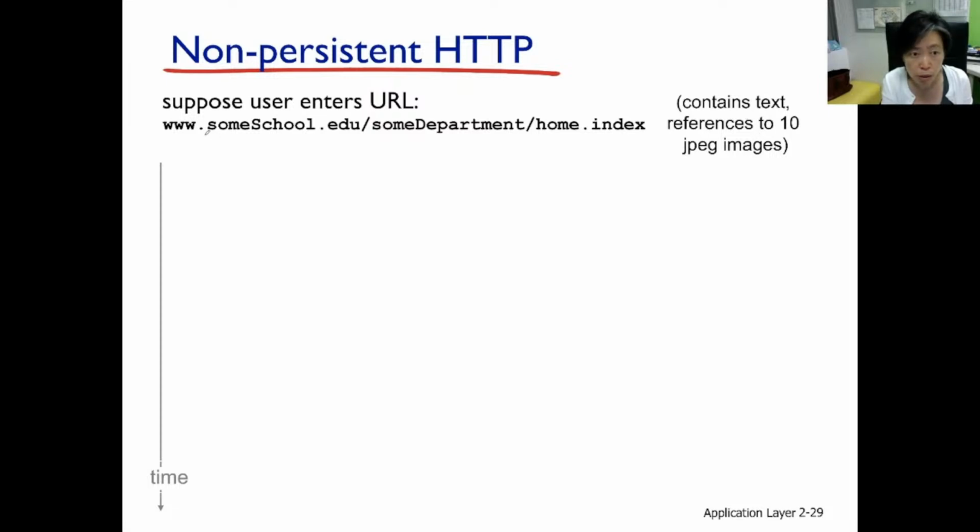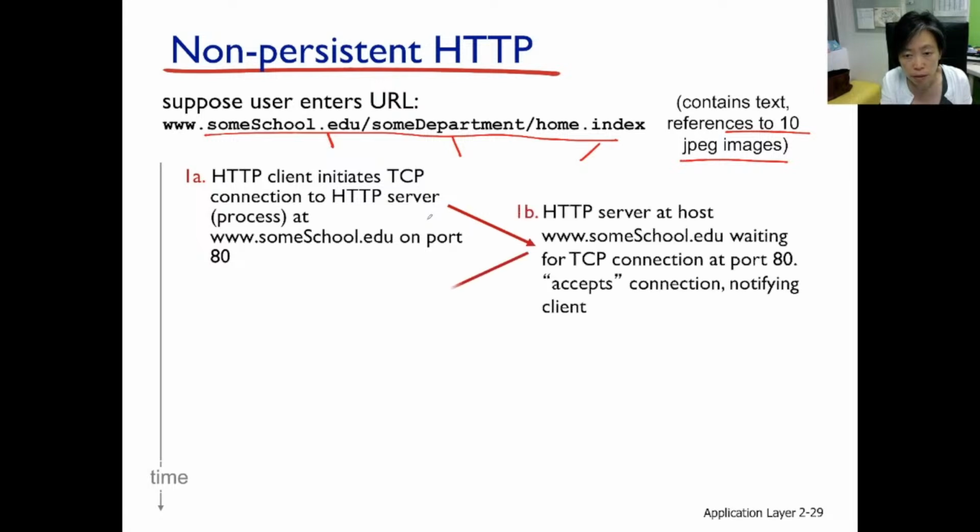Let's suppose we are looking for this object here. So the URL contains the host name, the path, and the file name. And let's say that this base file here contains 10 reference objects. So there are 10 images embedded. Step number 1, the TCP establishment. Client here initiates connection request.